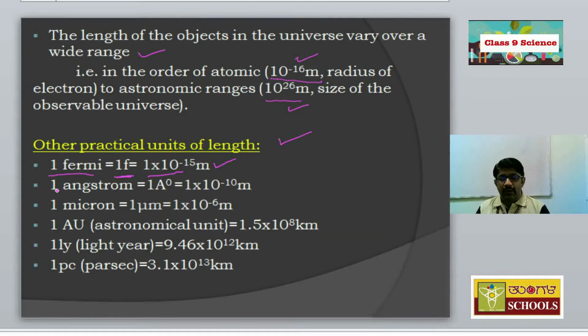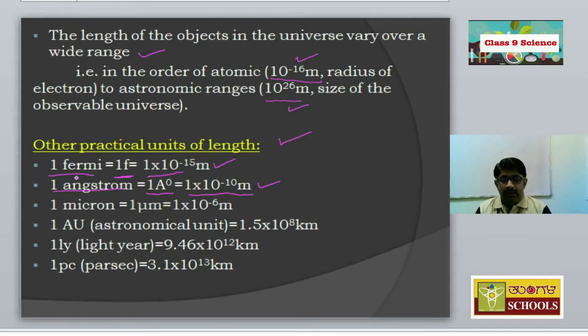Next one will be 1 angstrom. 1 angstrom is written as 1 A with a superscript 0, which is equal to the value 1 into 10 to the power minus 10 meter. 1 into 10 to the power minus 10 meter is equal to 1 angstrom or 1 angstrom unit.